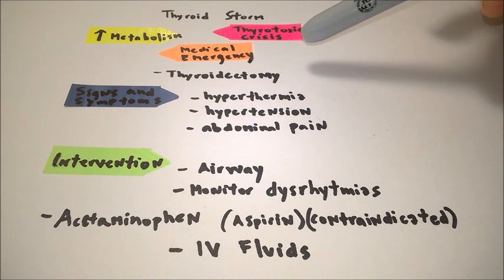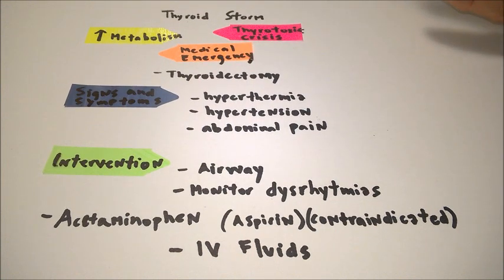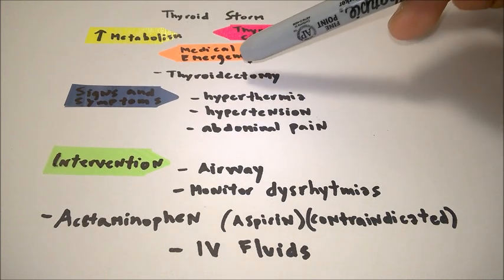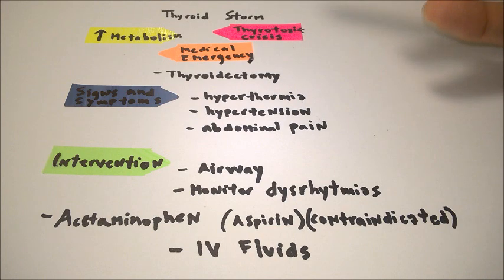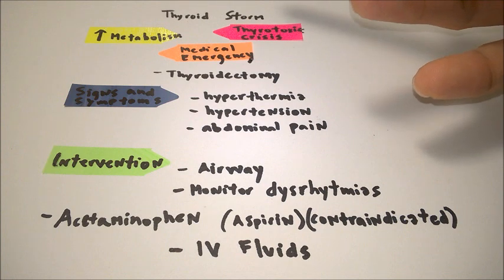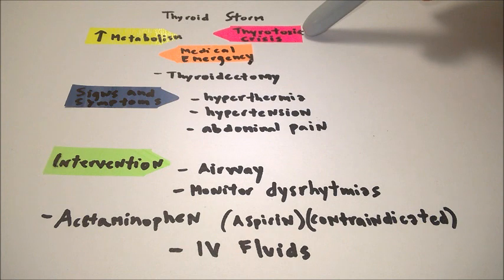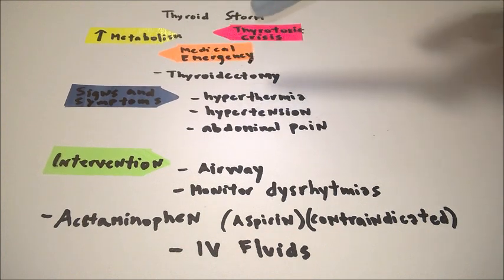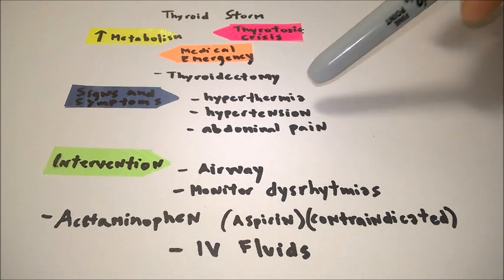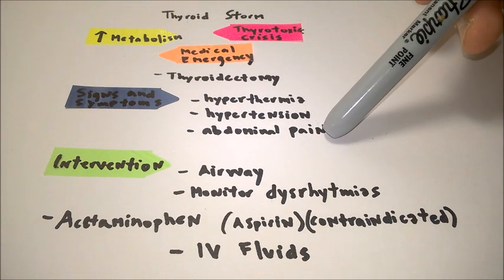Now, another thing that you want to take note of is thyroidectomy, which is basically a surgery, and this can also be a complication after a subtotal thyroidectomy, because there's a lot of manipulation of the gland during the surgery, and this can in turn cause a thyrotoxic crisis, okay? Now, in regards to signs and symptoms, we do need to take note that a patient could have hypothermia, could be hypertensive, and there would be a lot of abdominal pain, okay?